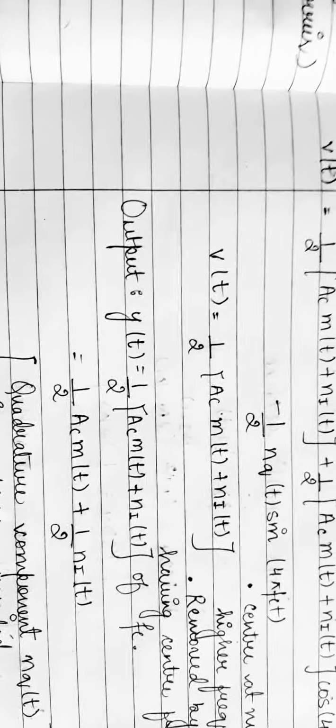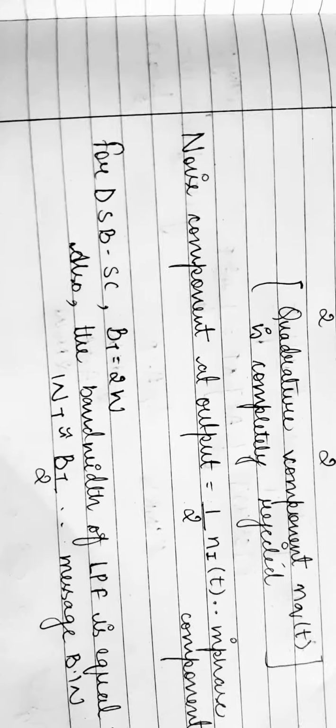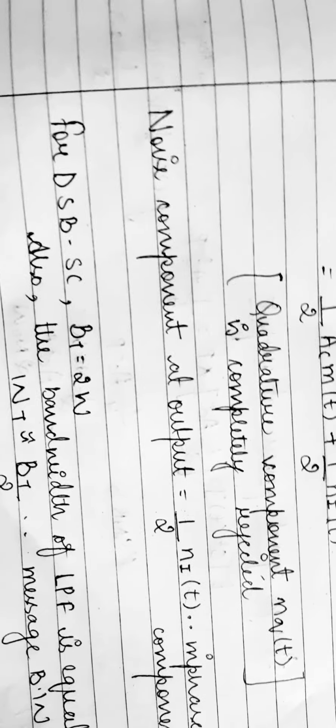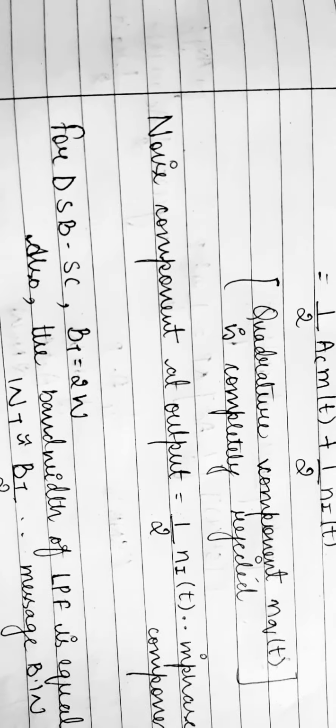So we get the output y(t), but the quadrature component n_Q(t) is completely rejected, so we get only the in-phase component. So the noise component at the output is equal to half of n_I(t), because we have neglected the quadrature component n_Q(t). Now we know for double sideband suppressed carrier, your transmission bandwidth is equal to 2W. Also the bandwidth of your low pass filter is equal to 2W. From here we can see that W is nearly equal to the transmission bandwidth upon 2, that is your message bandwidth.